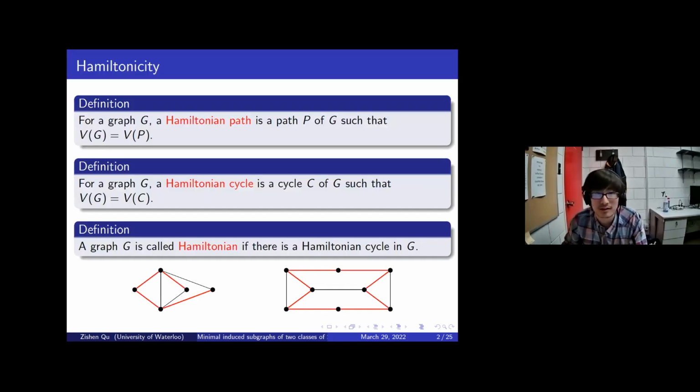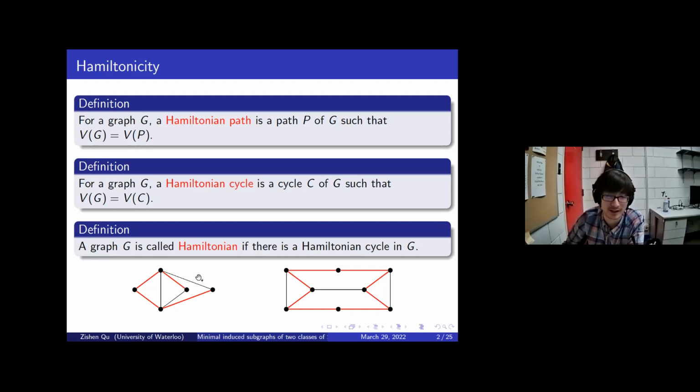I know that Hamiltonicity is not the most popular subject, so I'll remind you of some of the definitions here. For a graph G, a Hamiltonian path is a path P of G such that the vertices of the path are the vertices of the entire graph. And a Hamiltonian cycle is a cycle C of G such that the vertices of the cycle are the vertices of the entire graph. And we call a graph Hamiltonian if there's a Hamiltonian cycle in G. Sometimes a Hamiltonian path is called traceable in the literature, but that won't be too relevant because we'll mostly be focusing on the cycles here.